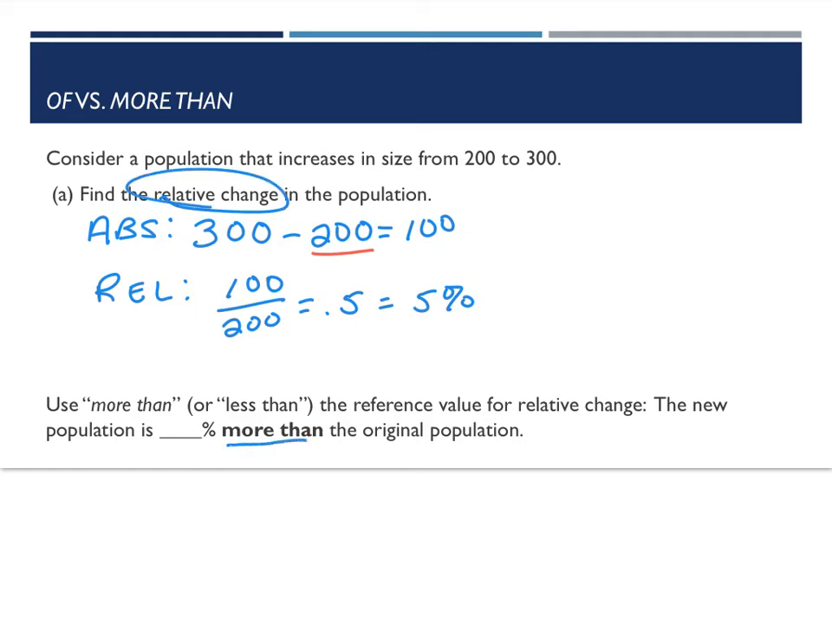So when I find the relative change, that goes along with the words more than. And the sentence that I would write is the new population is 50% more than the original population.